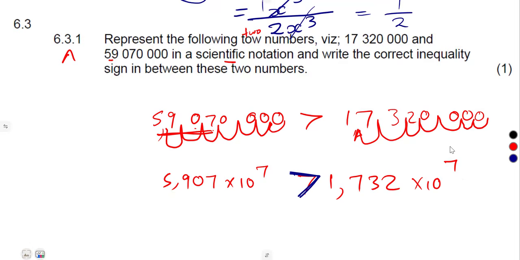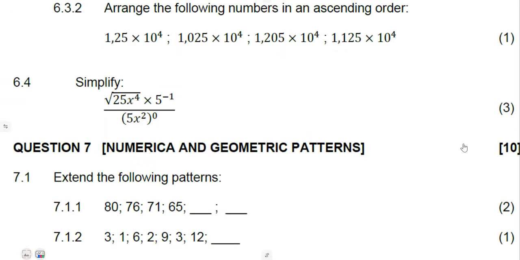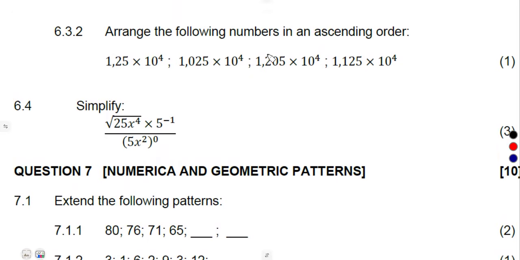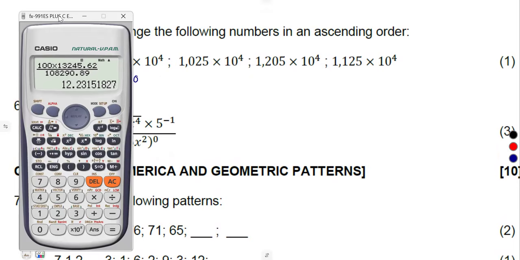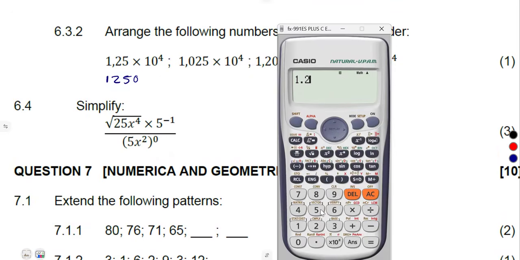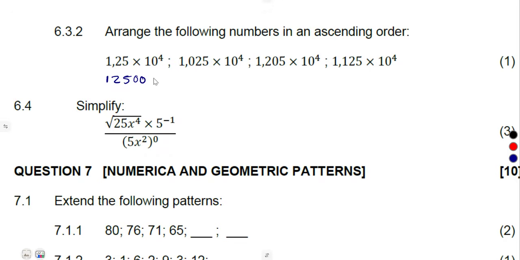All right, then another part on 6.32, arrange in ascending order. Ascending, that's increasing. So we can simplify this. 1.25 times 10 to the exponent of 4, which is 12,500. Or you can just use your calculator, guys, if you've forgotten this. 1.25 times 10 to the exponent of 4, that's 12,500, right? 12,500.